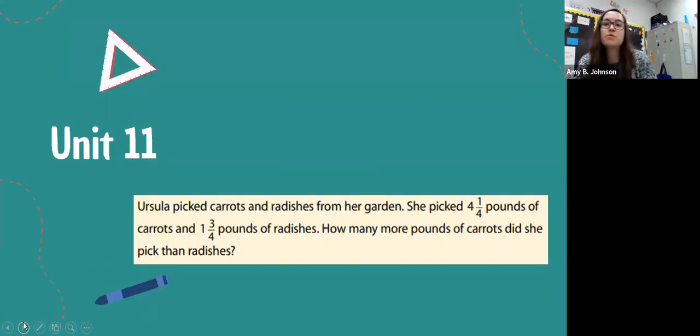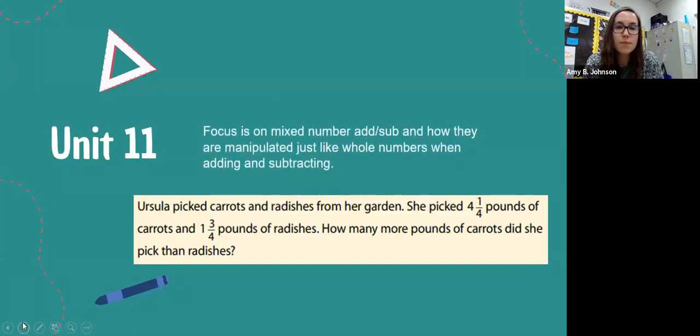And then finally, we're going to wrap up our third 9 weeks with Unit 11, in which the focus is on mixed numbers and adding and subtracting those mixed numbers. Students will be seeing that mixed numbers can be manipulated or added and subtracted just like whole numbers. So an example of that is this word problem. Students will have word problems that they'll be solving similar to this.